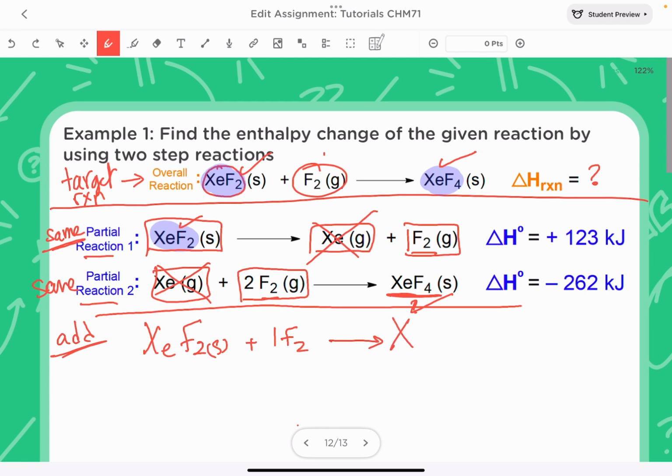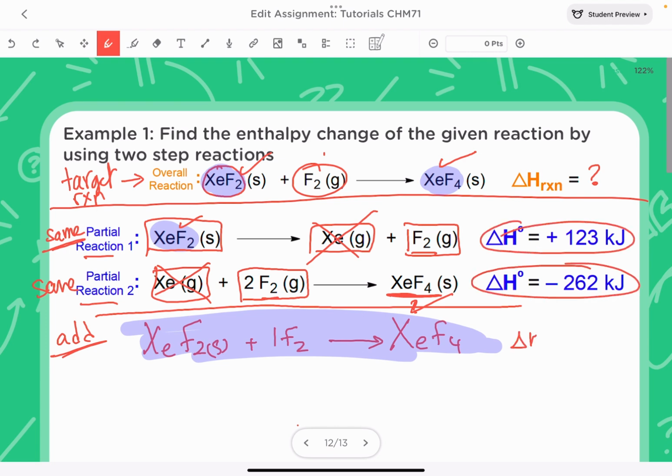And this one here, you see this one? It's the target equation. I just got it back. How did I get it back? By adding these two reactions. Therefore, I'm going to add these two values, and the enthalpy of this reaction is going to be negative 139 kilojoules.